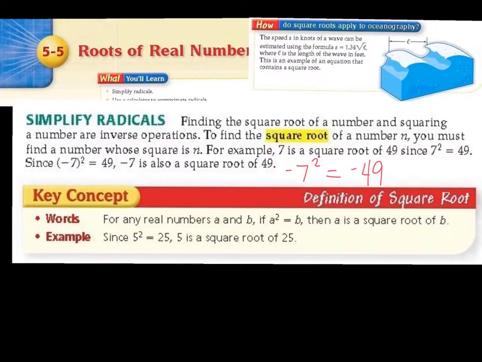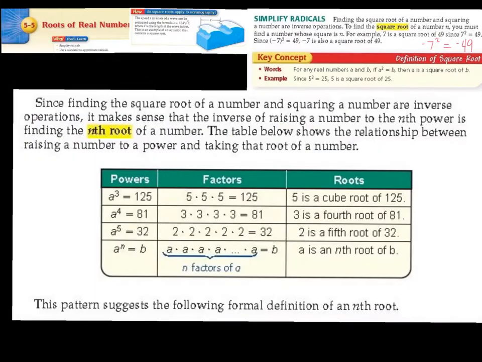For any real numbers a and b, if a squared equals b, then a is the square root of b. Since 5 squared equals 25, 5 is the square root of 25. Since finding the square root of a number and squaring a number are inverse operations, it makes sense that the inverse of raising a number to the nth power is finding the nth root of a number. The table below shows the relationship between raising a number to a power and taking that root of a number.